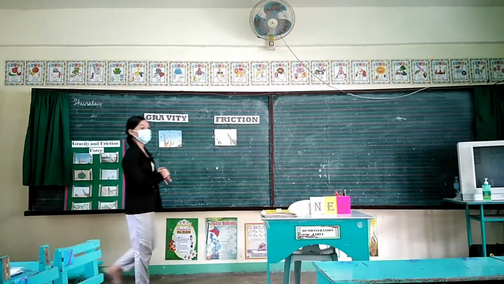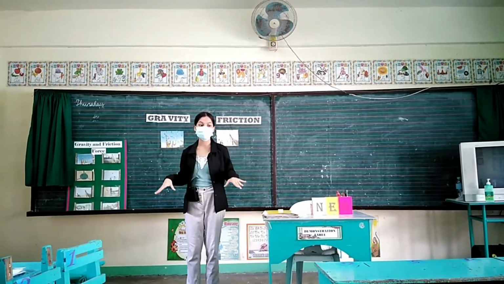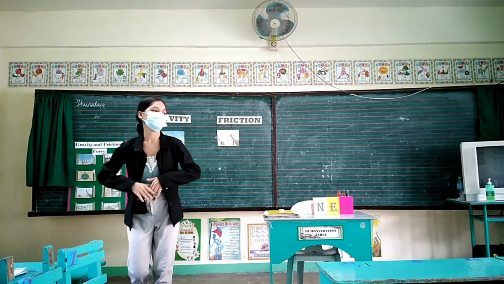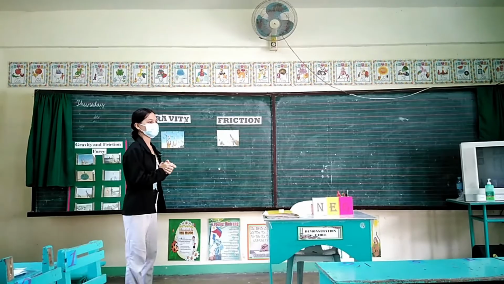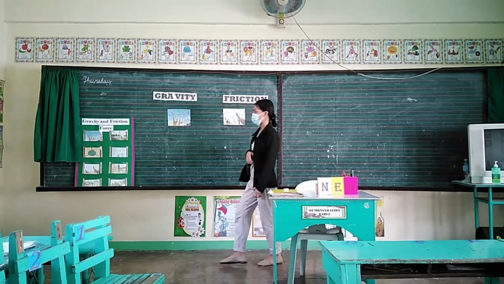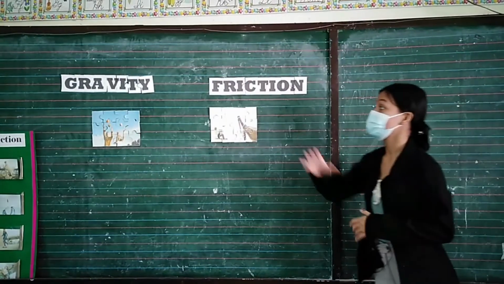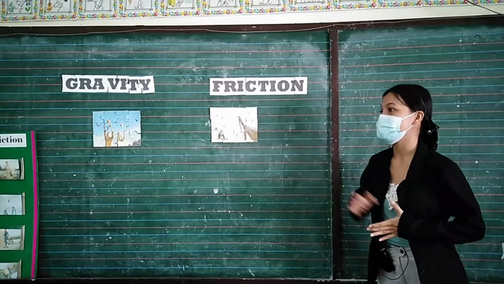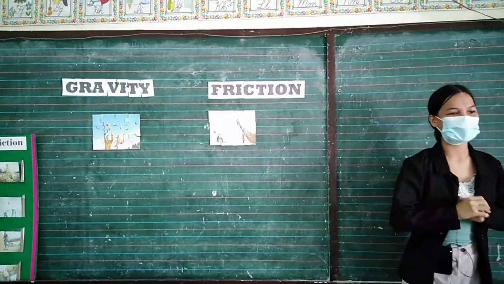Okay class, time is up. You may now take your seats. So how is the activity? Very good. Okay, let's see what words and pictures come out. So group 1 and group 2 assembled the words gravity and friction. Very good, group 1 and group 2.